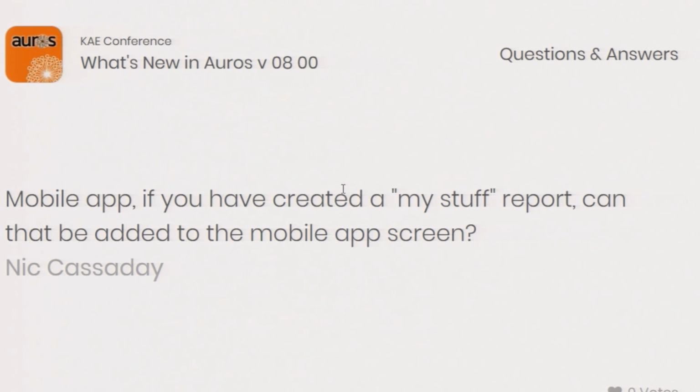If you have created a My Stuff report, can it be added to the mobile app? Also not yet. The only thing we've really done so far is the dashboard, which gives you the totals of stuff, and so you can at least see an approval that's pending. We'll eventually fill in the links so you can do them. Right now it's just assessments.